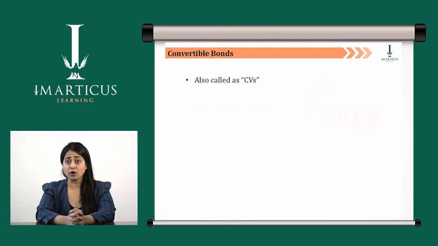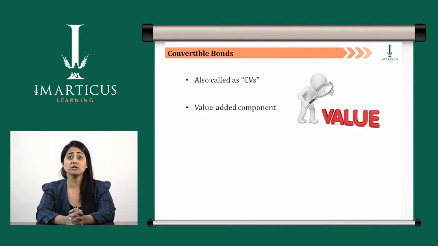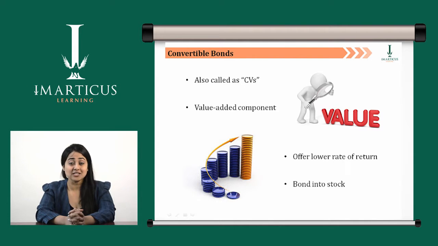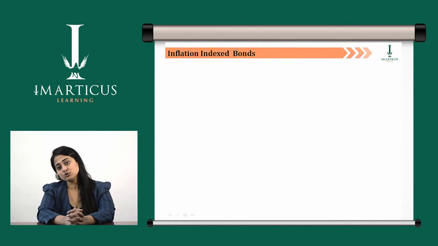Issuing a convertible bond is one way for a company to minimize negative investor interpretation of its corporate actions. From the investors' perspective, a convertible bond has a value-added component built into it. It is essentially a bond with a stock option hidden inside. Thus, it tends to offer a lower rate of return in exchange for the value of the option to trade the bond into stock. Next, we come to inflation indexed bonds.